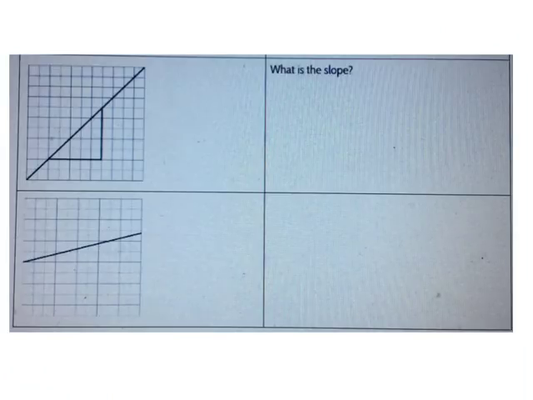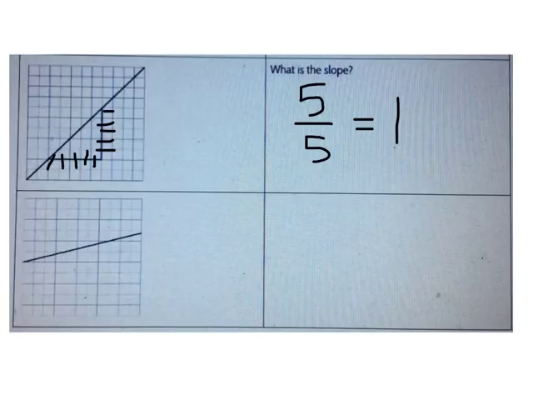Now you try a couple. What is the slope of each of these lines? First, what's the slope of the first line? The slope is 1. Now you try another. What's the slope of the second line? The slope of the second line is 1/4.